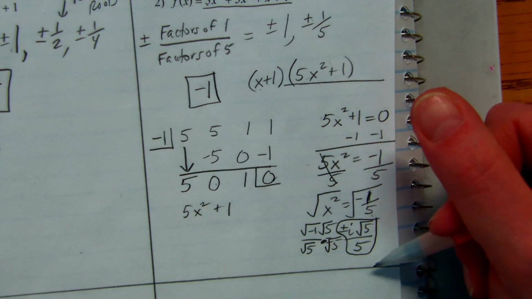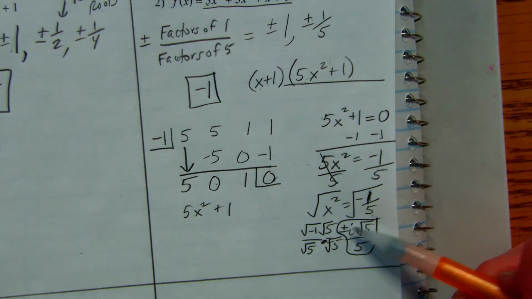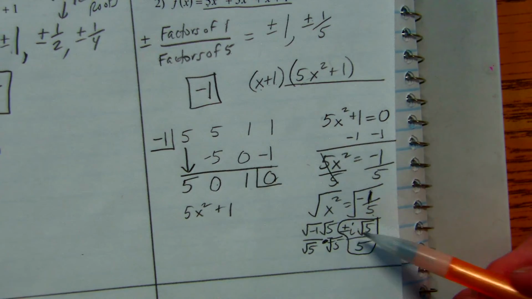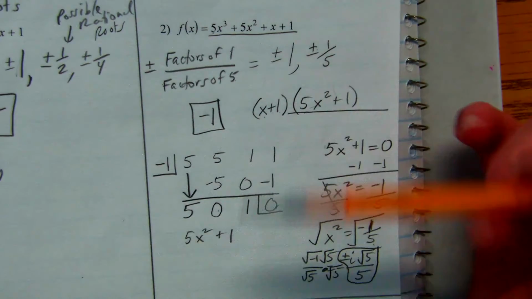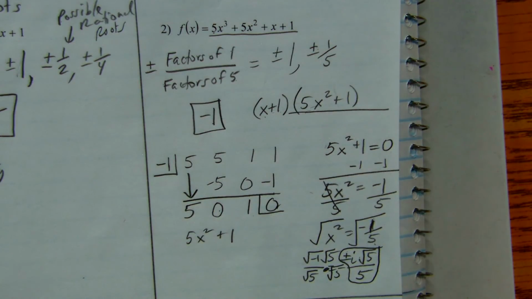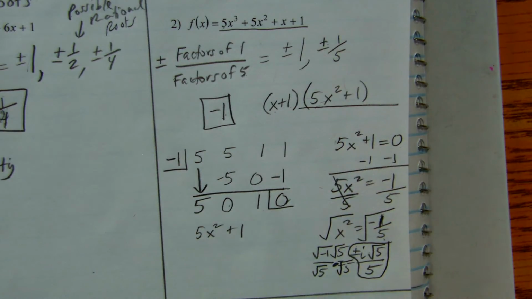Your imaginary roots always come in pairs. Always. So this counts for a positive root and a negative root. So there's 2 roots. There's one more. Since this is a cubic, that's all 3 roots, and I know that I'm done. So I boxed this. That's 2. There's one more. We've got all 3 roots.